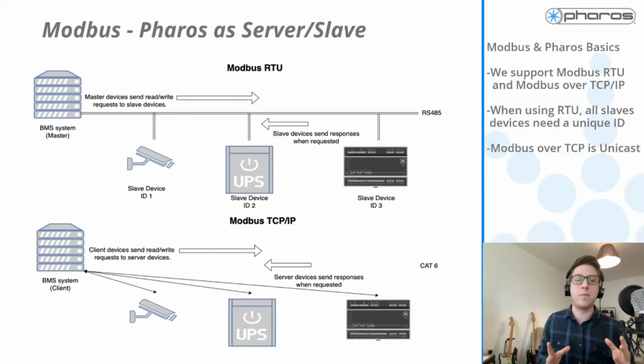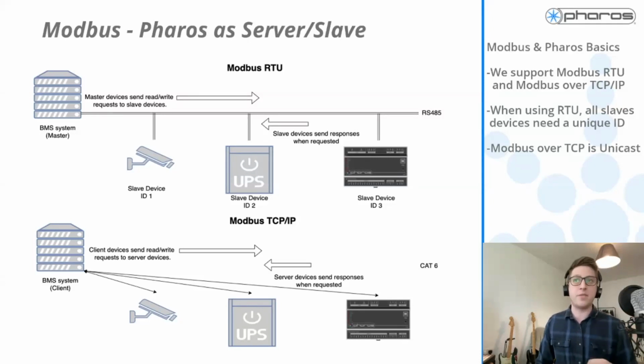Now, one thing I want to make really clear, because it can be a little bit confusing, is that where Modbus RTU says master and Modbus TCP uses the term client, they are the same thing. Master, client, it's the same thing. Server and slave, in terms of what we do with the protocol, again, it's the same thing. The only difference between the Modbus RTU and the TCP version is the way that the data is transported. One uses an RS-485 connection, one uses TCP.